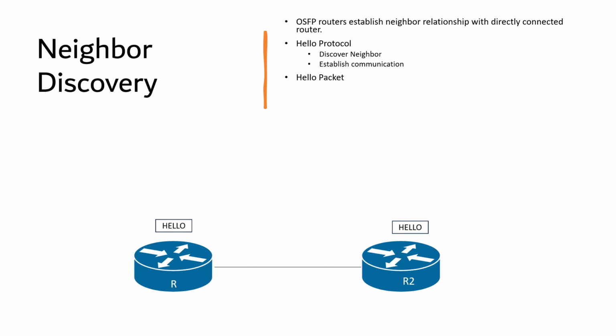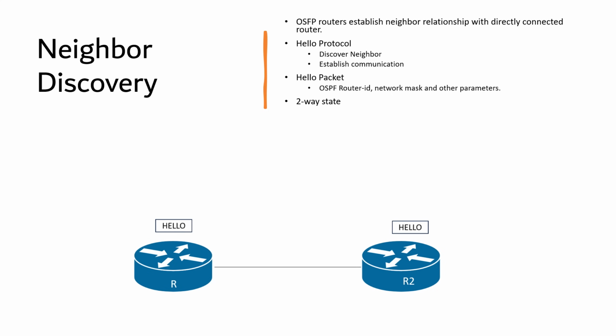Hello packets contain information such as the router's OSPF router ID, the network mask, and other parameters. OSPF routers need to agree on certain parameters like OSPF area, authentication, and other settings to become OSPF neighbors. Once both routers complete the hello packet exchange and each other's information is acceptable, they move to the two-way state.